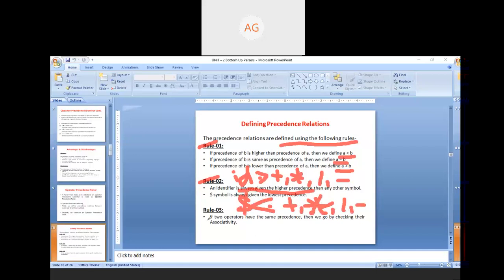And according to rule number 3, if two operators have the same precedence, then we go by checking their associativity. So these are the three rules in defining the precedence relationship.